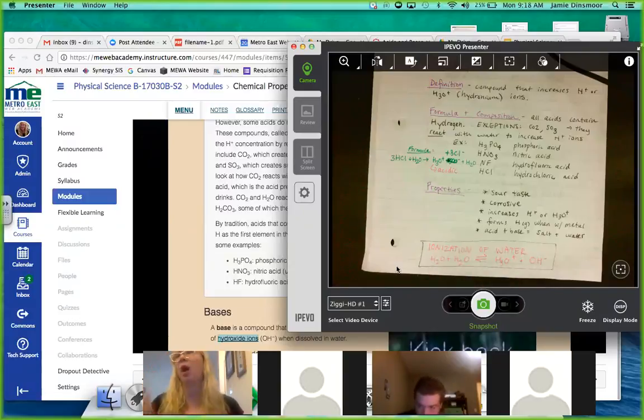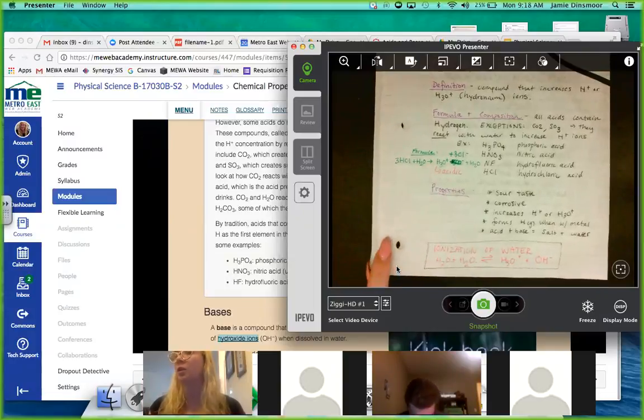Now, there's different pressures and temperatures, et cetera, where this happens more often than usual, right? But we don't really need to know that. I just wanted you to understand here that water ionizes on its own, right? So when you're adding these acids, it's just increasing that ionization process.